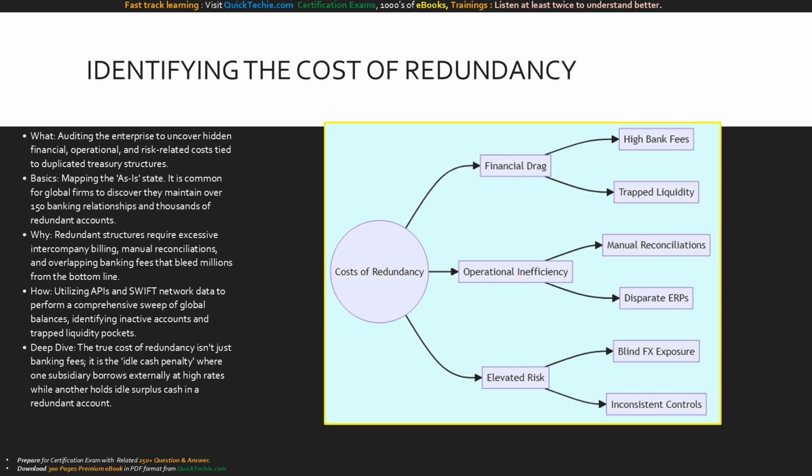In our deep dive, I want to emphasize that the true cost of redundancy is not just paying too many bank fees. It is the idle cash penalty. It is the tragedy of subsidiary A borrowing expensive external debt, while subsidiary B sits on millions of idle cash in a forgotten, redundant account.